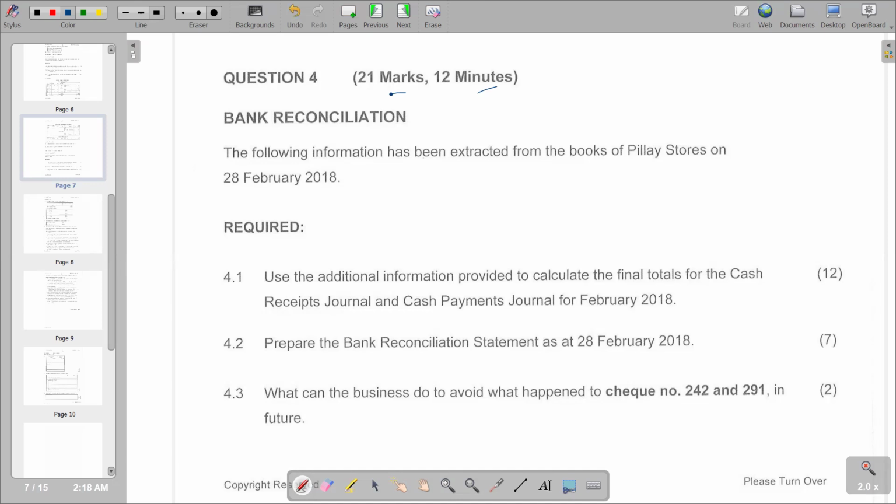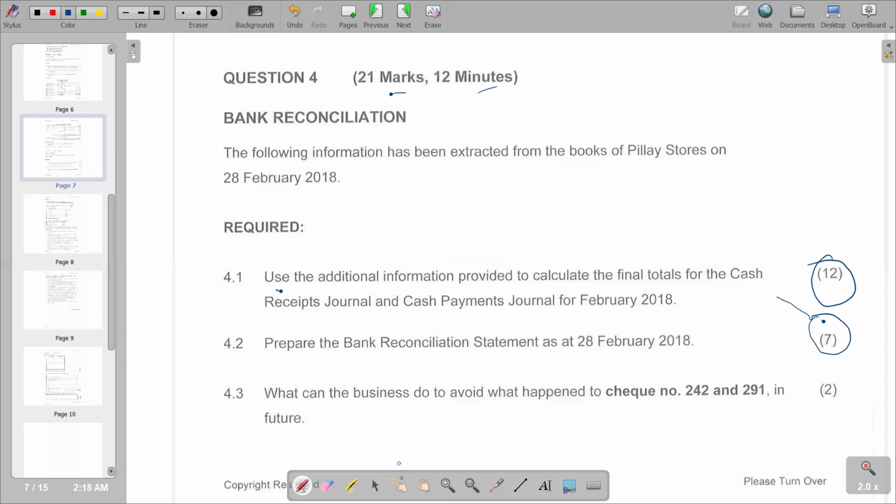The question reads, the following information has been extracted from the books of Village Stores on 28 February 2018. Then on the third part, 4.1, use the additional information provided to calculate the final totals of the cash receipts journal and the cash payments journal for February 2018. That question is worth 12 marks. So we are going to start with our journals. Also our 4.2, we've got February 2018 with 7 marks. So we are just going to add the reconciliation at the same time as we post the transactions.